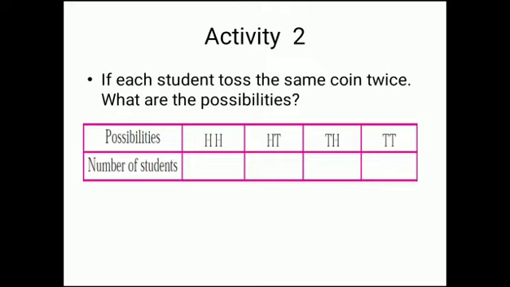The third possibility is a student can get tail in the first toss and head in the second toss. So, this number we will write in the third column and it is represented by TH. And the last possibility is that the student can get tails in both the tosses, which is represented by TT. And the number of students getting TT will be written in the fourth column.